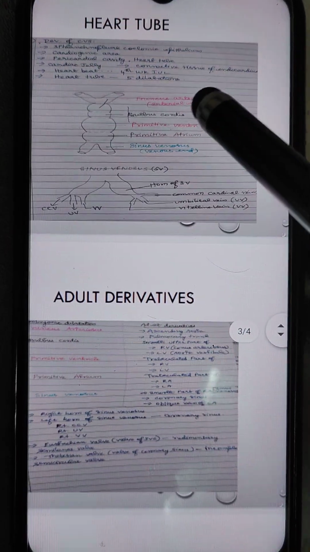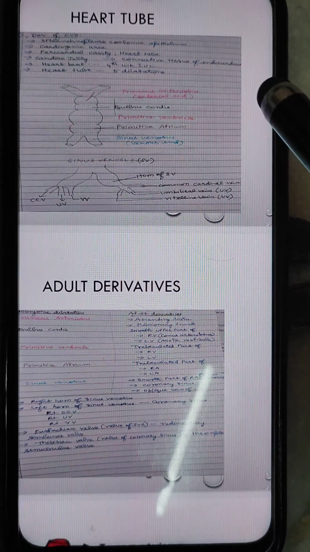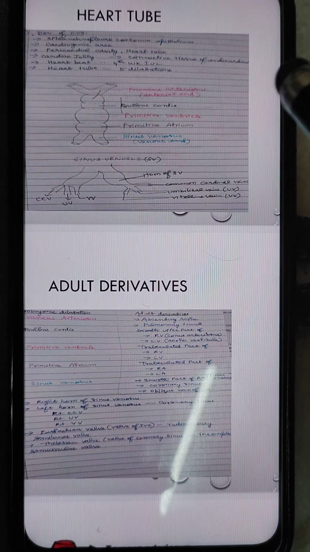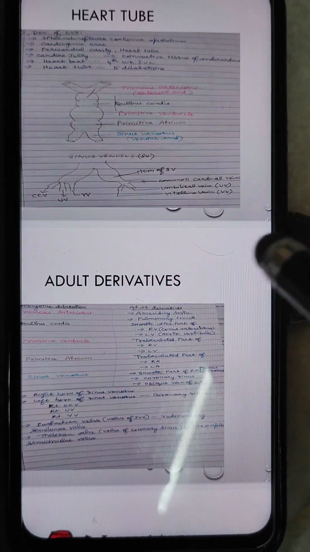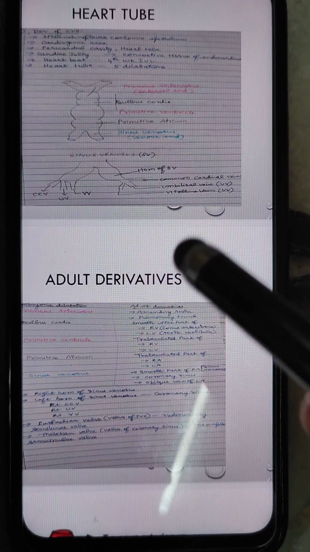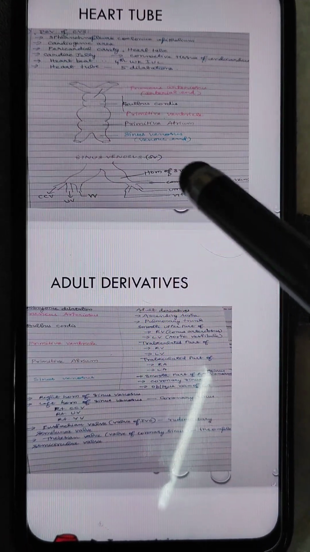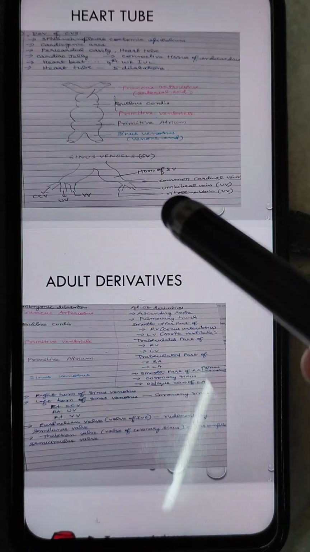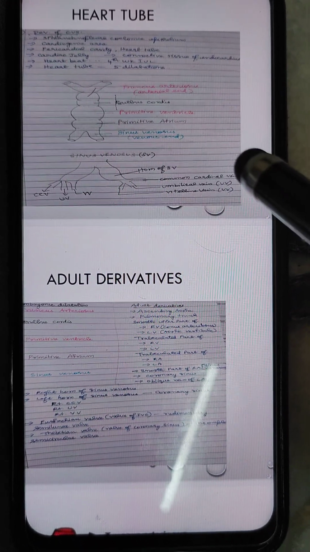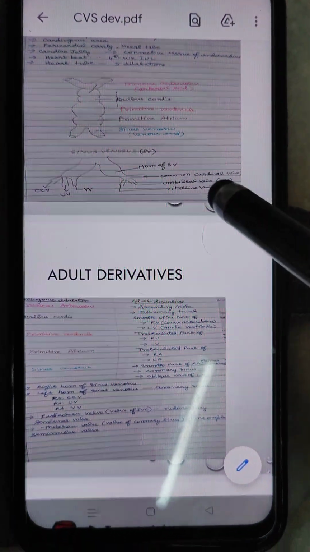The heart tube has 5 dilations, that is, one is truncus arteriosus, which is present in the arterial end. Next is bulbus cordis. Next is primitive ventricle, primitive atrium, and the last one, which is present in the venous end, is sinus venosus. Now this sinus venosus has horn of sinus venosus and gives rise to 3 divisions, that is common cardinal vein, umbilical vein, and vitelline vein.